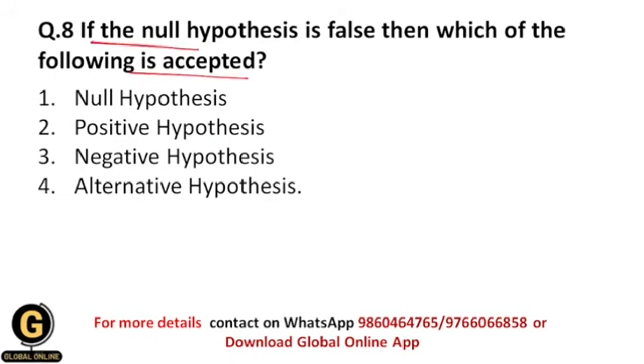Now this is the easiest question. When there is a null hypothesis and it is false, then what type of hypothesis do we accept? Whether we accept again the null hypothesis, the positive hypothesis, the negative hypothesis, or the alternative hypothesis. So obviously students, whenever the null hypothesis is false, in that situation we automatically accept the alternative hypothesis, and that's why your correct answer is 4, that is alternative hypothesis.